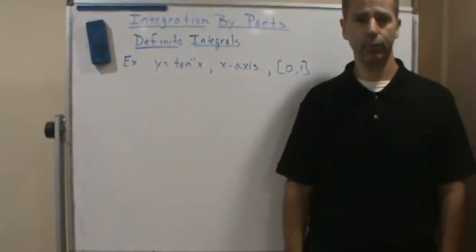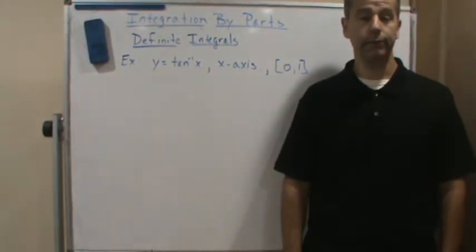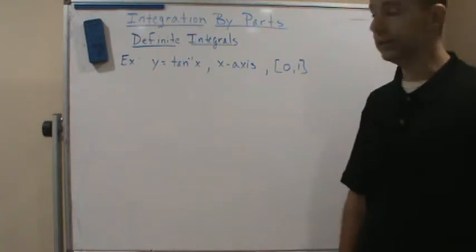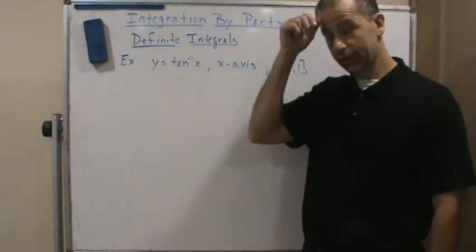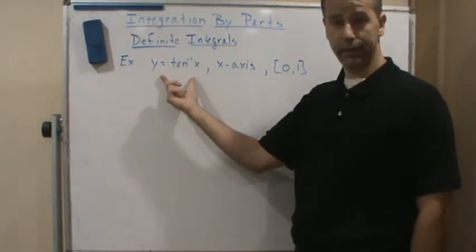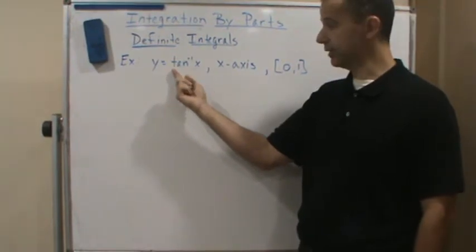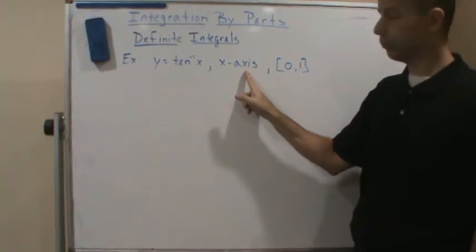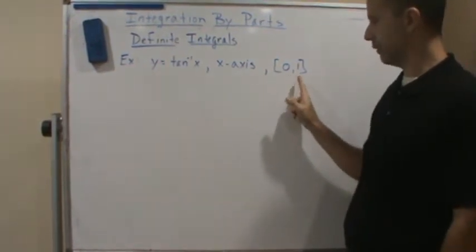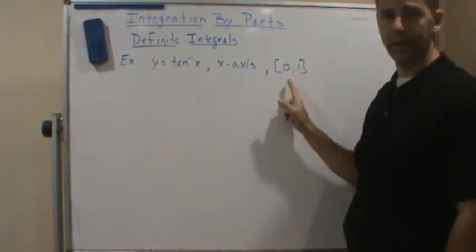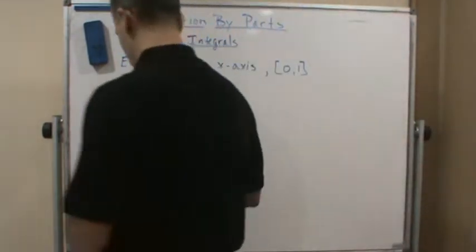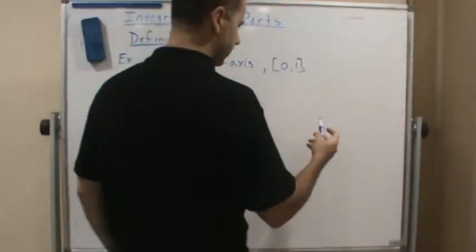So in this example, we're going to find the area under the curve, and the area of the region that we're interested in is the region that's bounded above by this curve, the tangent inverse of x, bounded below by the x-axis, and then it's bounded on the left and the right by the interval from 0 to 1. Okay, so it's going to look something like this.